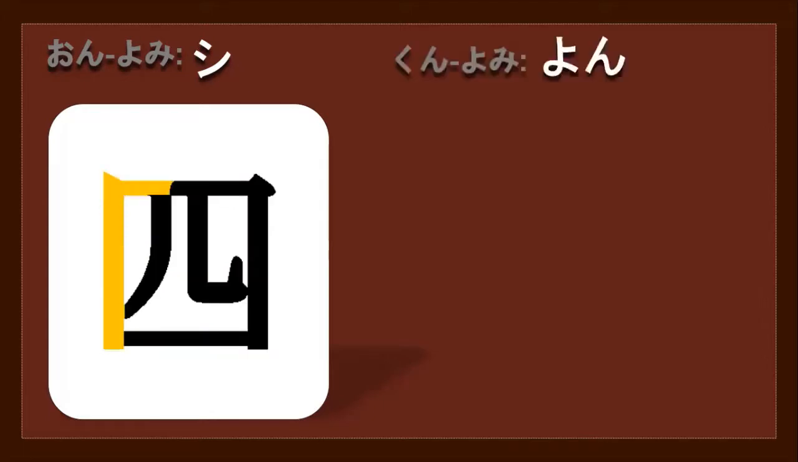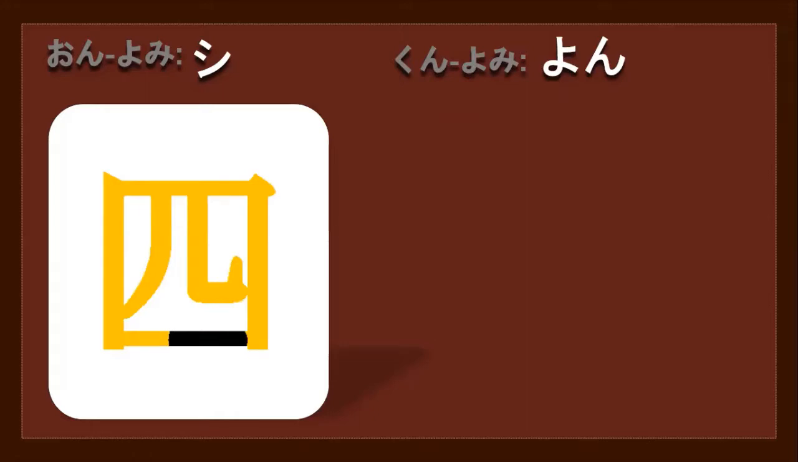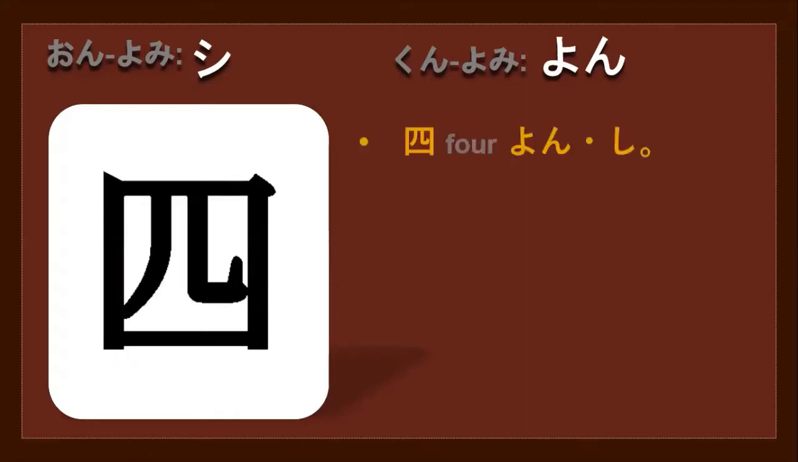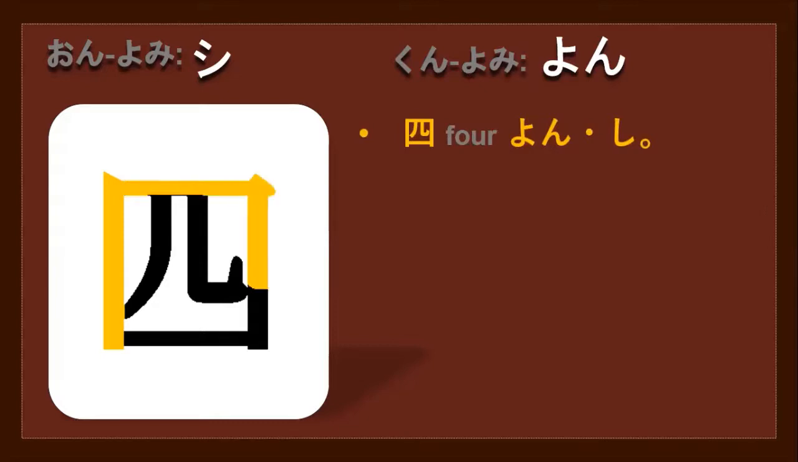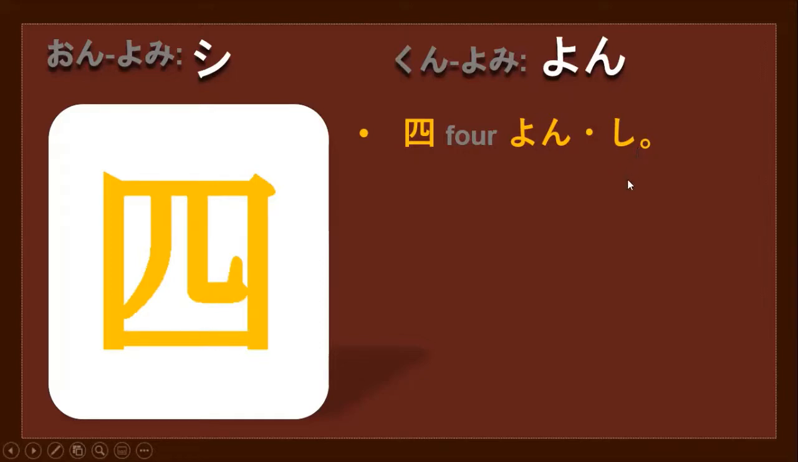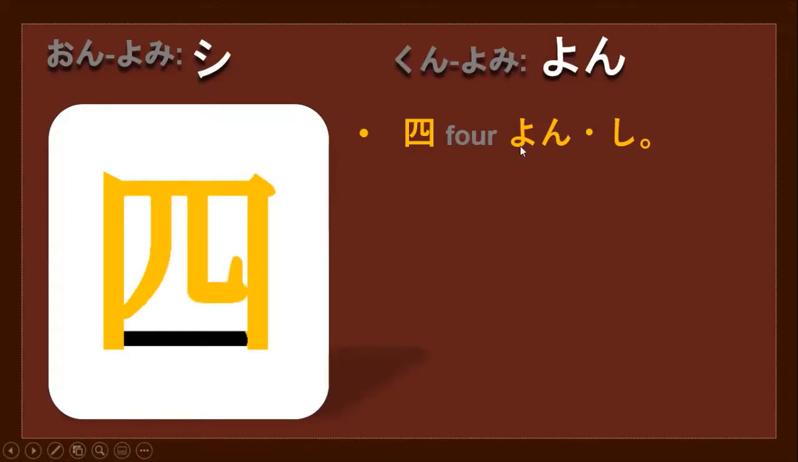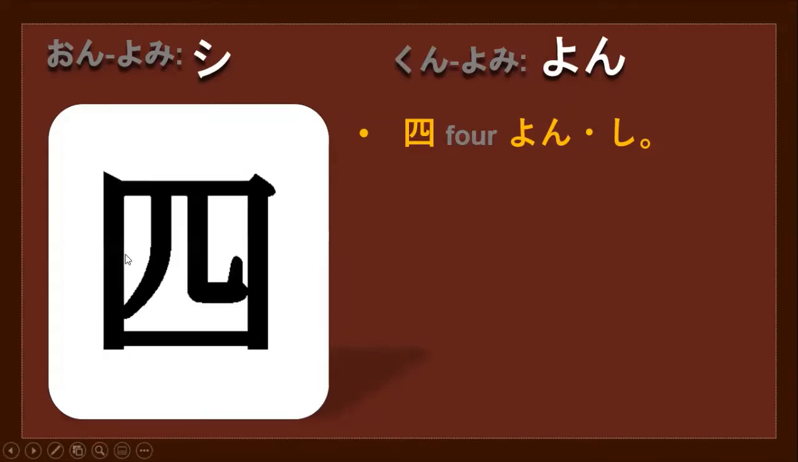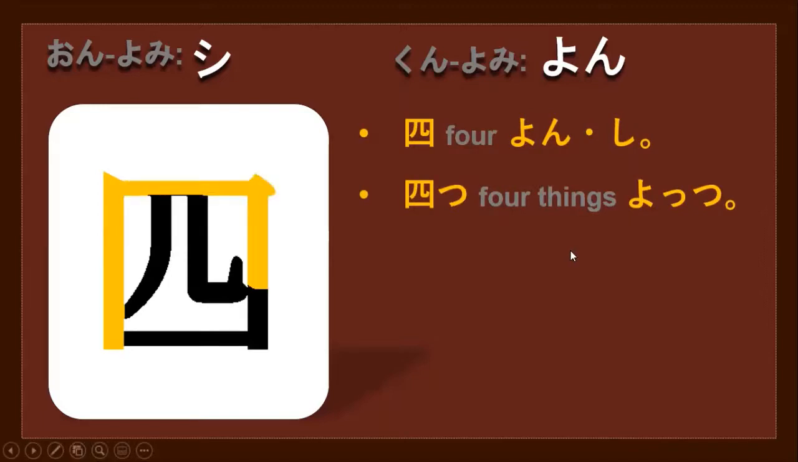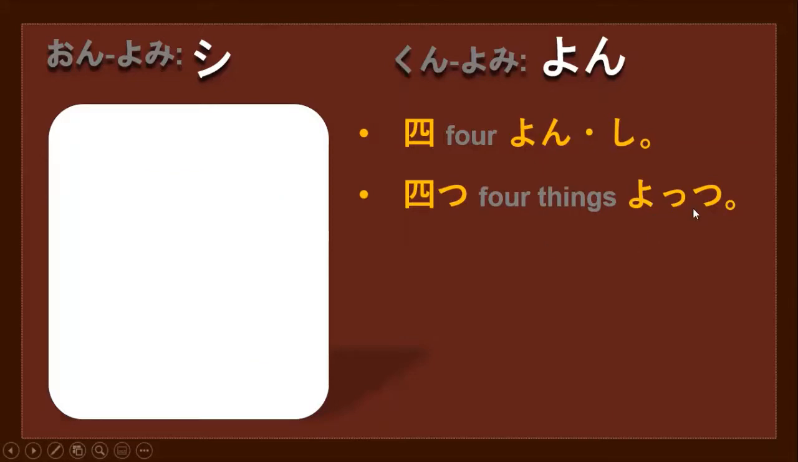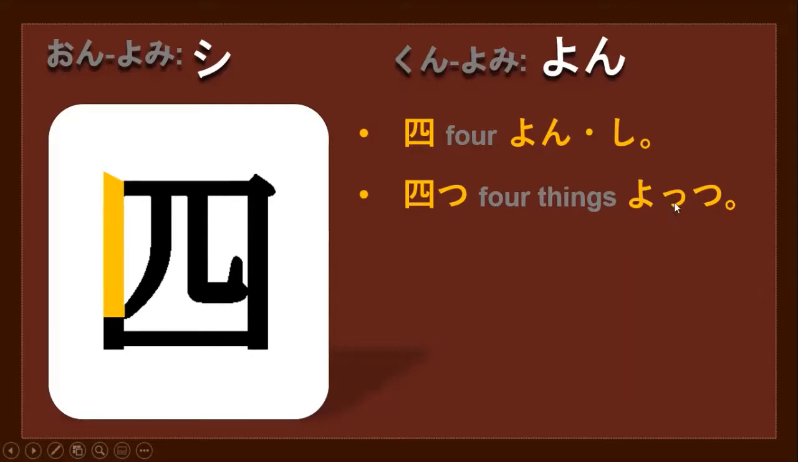And kunyomi is 四, yon. So 4 is yon, or you can say shi. Okay. So ichi, ni, san, and then you can say yon, or you can say shi, any one of it. Okay. Next is 4 things, 四つ, yotsu. So here again, very small tsu.